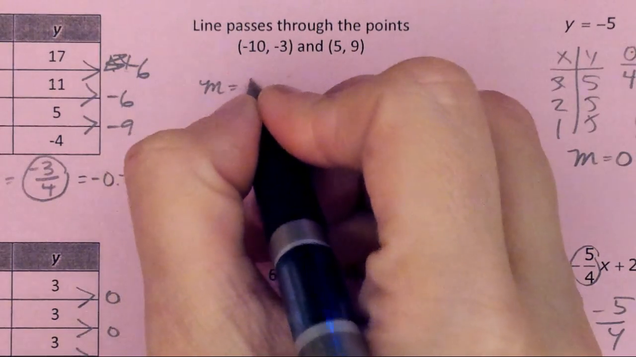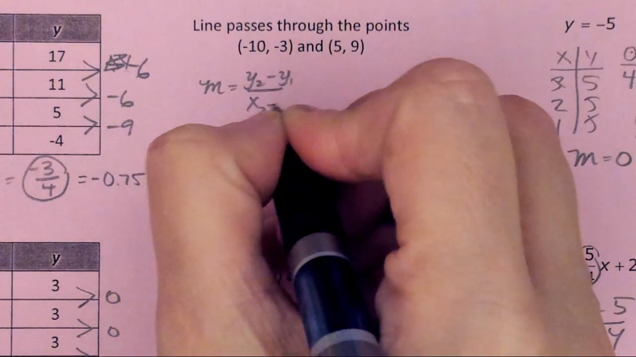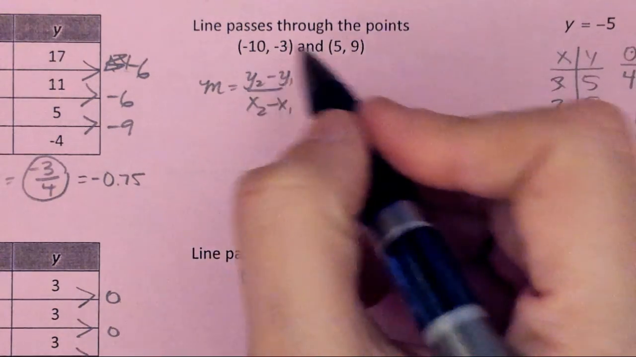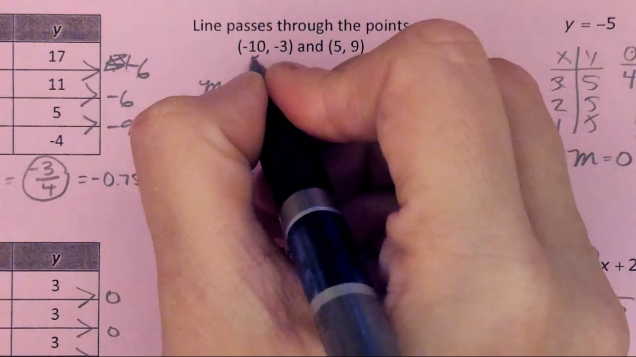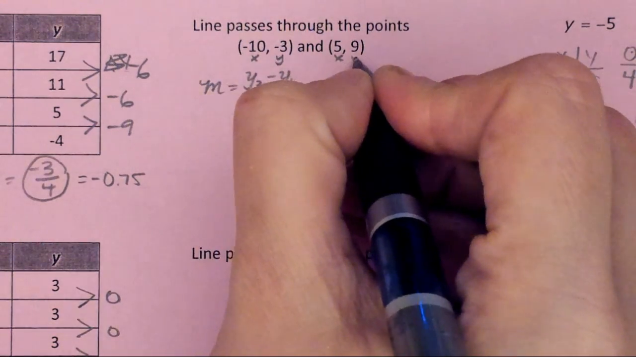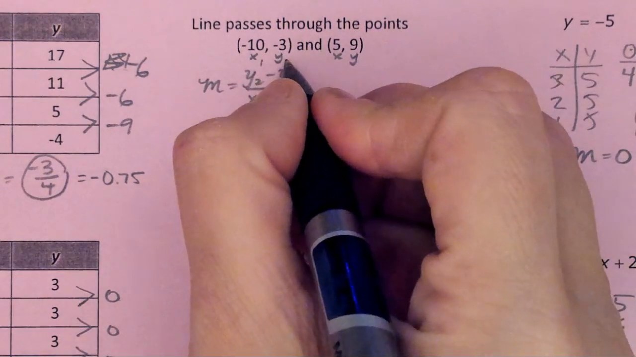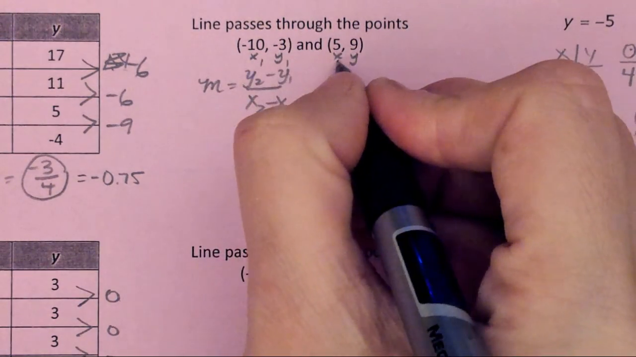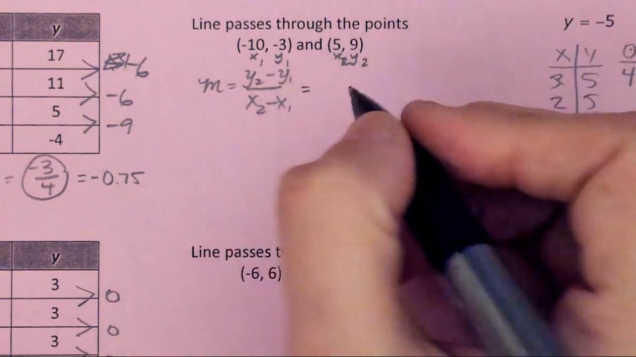So I have y2 minus y1 over x2 minus x1. Now, the trickiest part of this is labeling the coordinates. So here's how I do it. These are x, y coordinates. I always label them first. Since this is the first ordered pair, I put the 1s after those. I put the 2s after the 1s in the second ordered pair. And then now I can substitute.